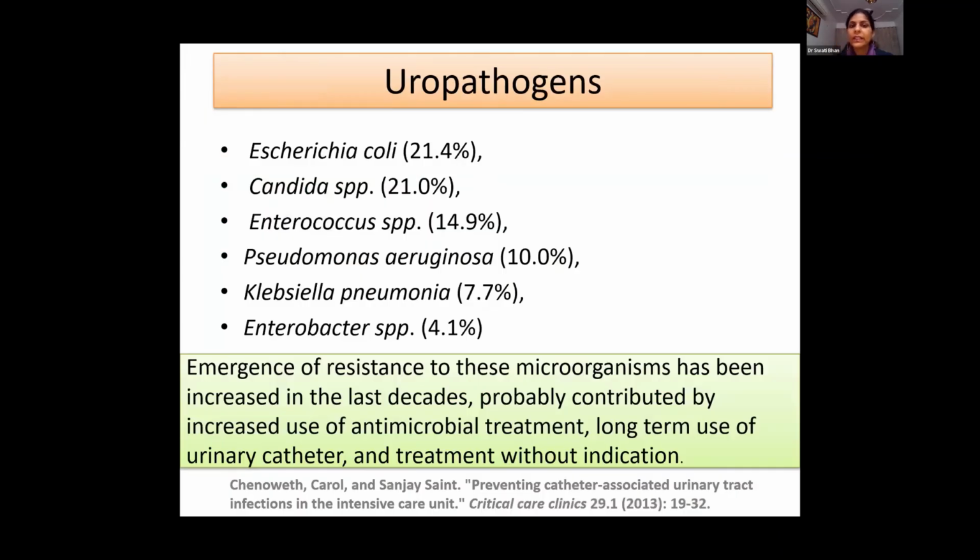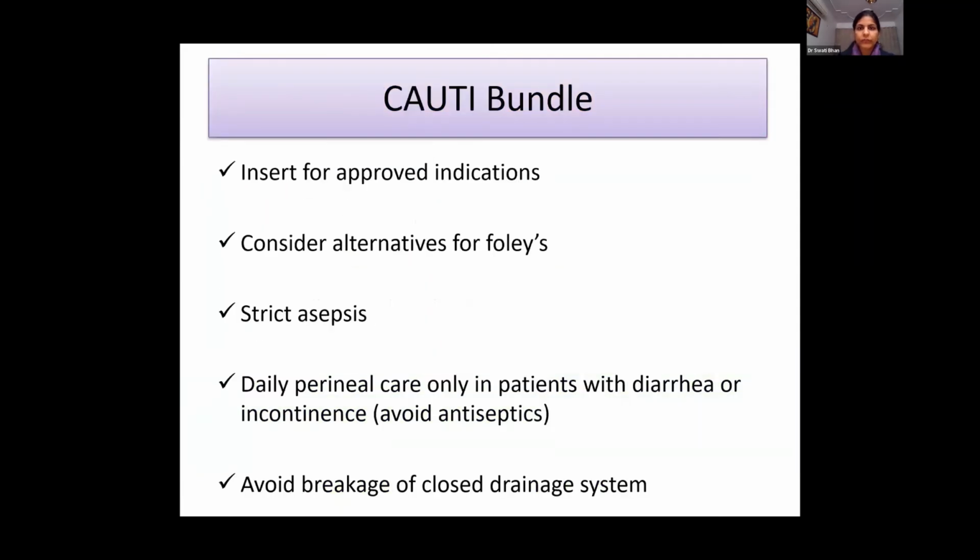The most commonly associated uropathogens are the gram-negative bacilli. Most commonly it is E. coli, around 21.4%. Now again, the CDC has proposed, similarly to the CLABSI bundle, a CAUTI bundle for prevention of UTI during insertion of Foley's catheter.